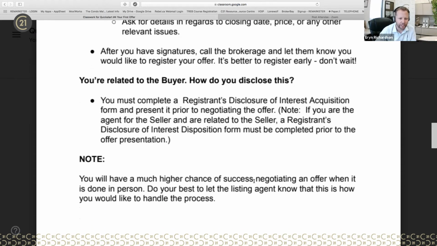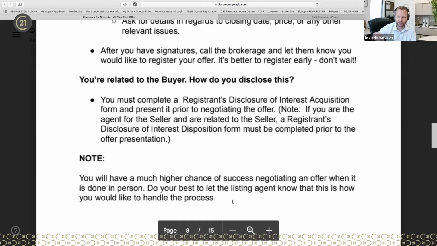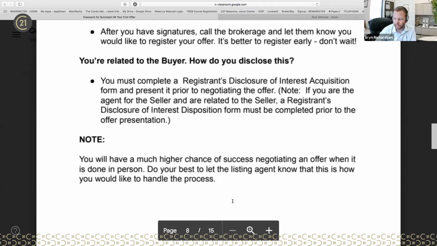I don't know if that would actually, they do say direct, indirect, but just disclose. Why not? Note, you will have a much higher chance of success negotiating an offer when it is done in person. Do your best to let the listing agent know that is how you'd like to handle the process. And then a big asterisk here, COVID-19. Rules have changed. Okay, we put this in there because obviously face-to-face is best in most cases. Obviously now with COVID, they're doing virtual presentations. I've seen some people use Zoom to do presentations.